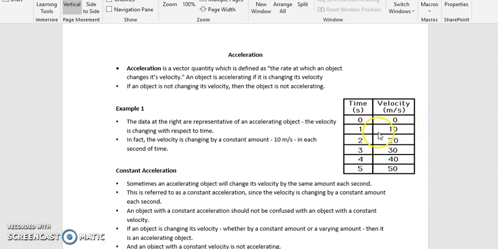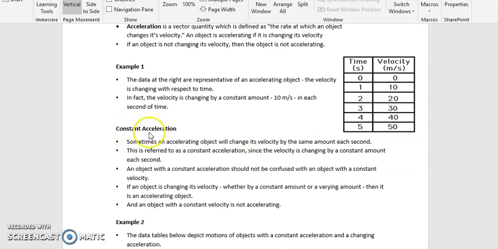At 1 second, we've moved our velocity to 10 meters per second. Then at 2 seconds, we've gone to 20. 3 seconds, we've gone to 30 meters per second, and so on. So you can see that we go from 0 to 10, which is an increase of 10 meters per second. And then we go from 10 to 20, which is again 10 meters per second difference. So we go 10, 20, 30, 40, 50. That's what it means by we're changing at a constant amount. So this would be a constant acceleration, okay, right here.